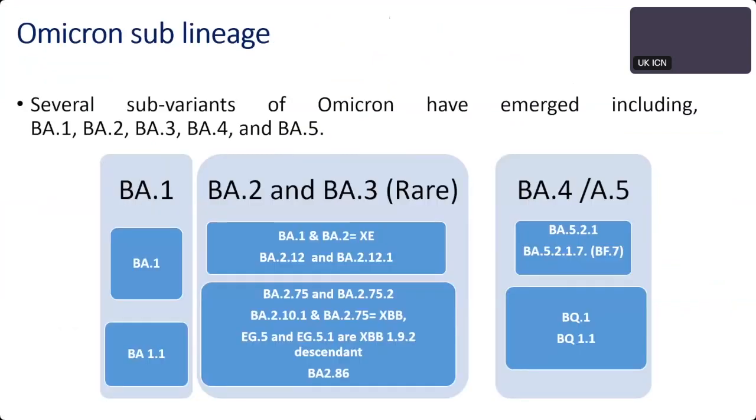This is a brief outline of Omicron sublineages, and here you can see BA.1, BA.2, 3, 4, and 5. These variants are also undergoing different mutations. For example, BA.4 and 5 gave rise to BQ.1 and BQ.1.1. And most recently, BA.2.86, which is also known as the Pirola strain.